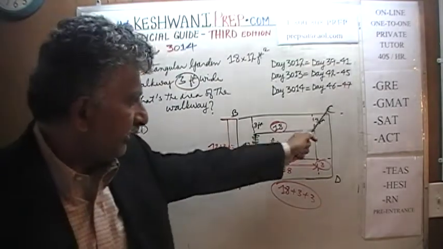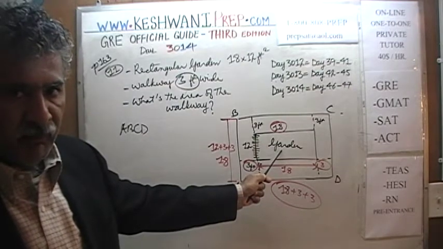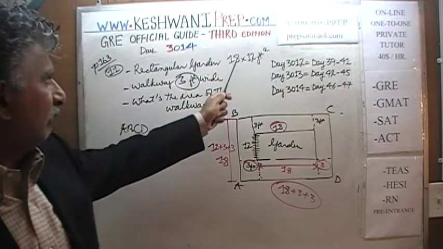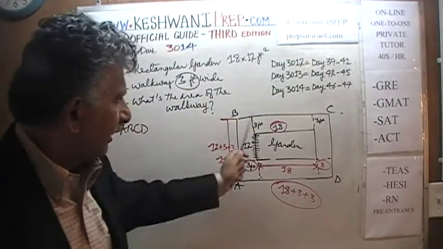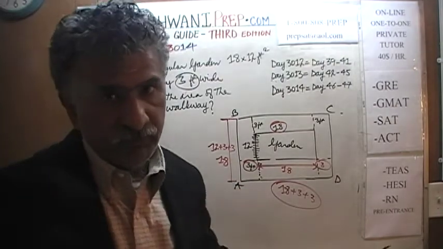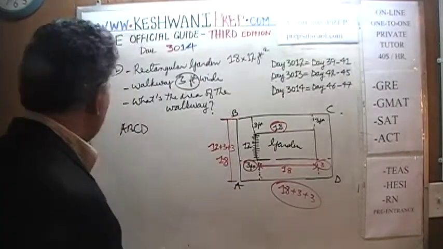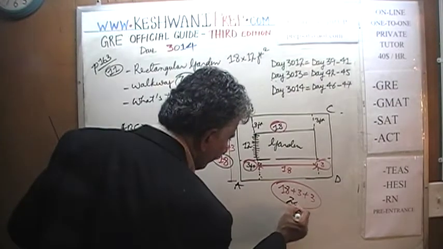If we can figure out the area of this outside one, then we can subtract the area of the garden from it. The area of the garden is very straightforward. It's 12 by 18. We take the area of the ABCD and subtract from it the area of the garden. Whatever is left over is the area of the walkway. So ABCD, we can see here clearly, is 18 by 24.